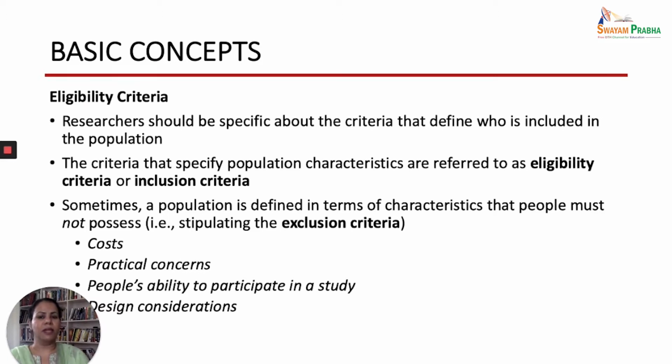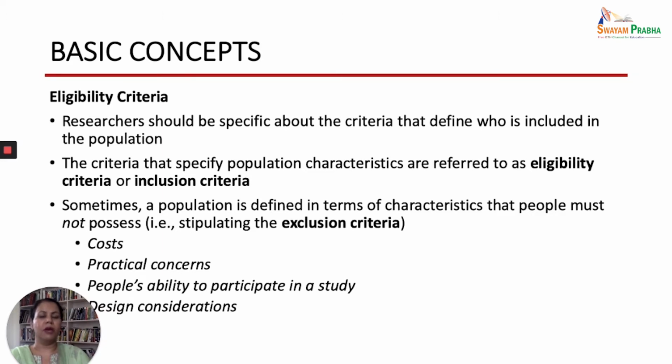Sometimes depending upon your design, you may need to decide what type of characteristics should be there. Particularly if we are talking about the experimental research design, we need to take care of certain extraneous variables, because these extraneous variables will be affecting your outcome. It will be affecting the validity of the study. So sometimes we decide beforehand that these people who will be having these particular extraneous variables will be excluded.